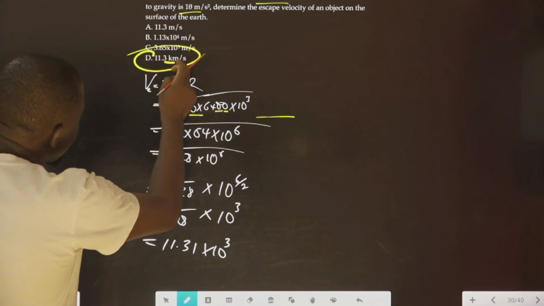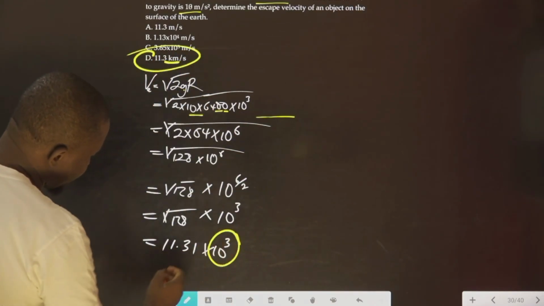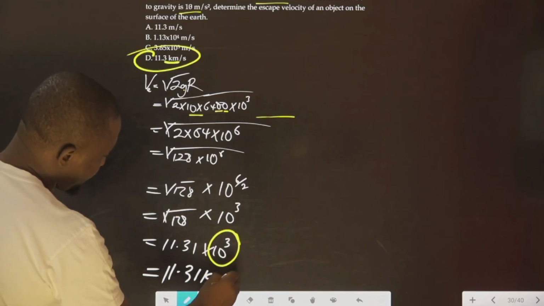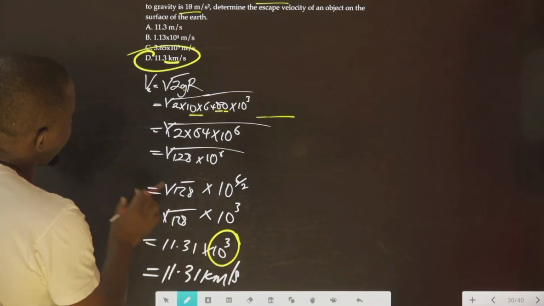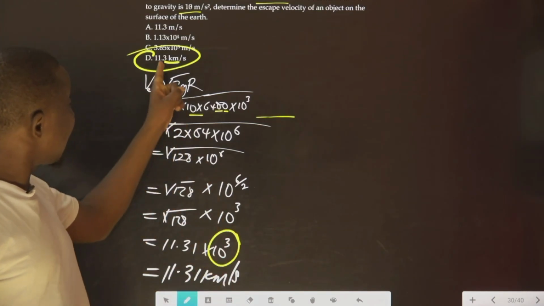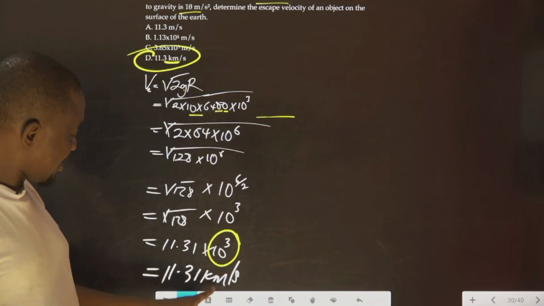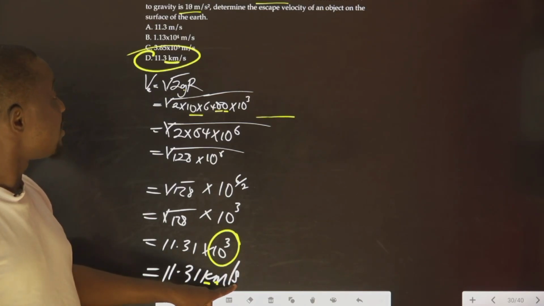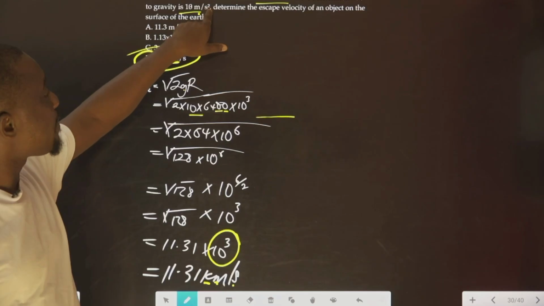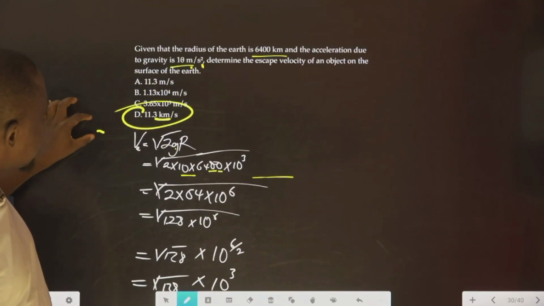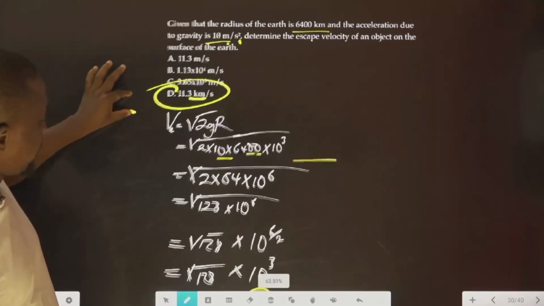Why is it? Because this is kilometer. So this one alone is already kilometer. That is 11.31 kilometer per second. Okay? So D is the answer. Remember, kilometer per second. K per 1,000. Meter per second still remaining, because the original question was meter per second square. Please know your unit and how to convert them, okay?